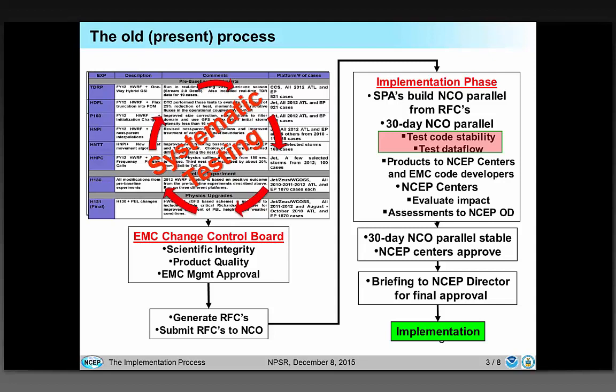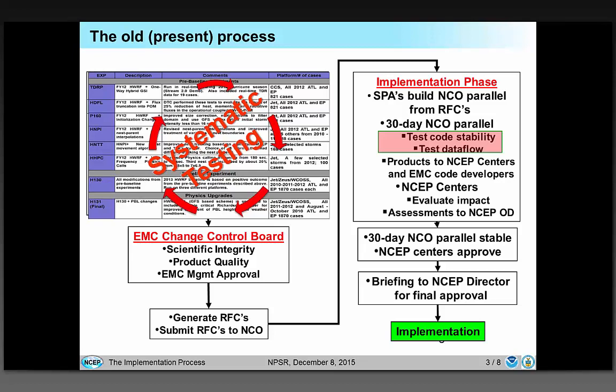Then we generated the RFCs and submit them to NCO. RFCs are our paperwork to get something into operations. Then we get into the implementation phase. The production analysts at NCO build the parallels. We do a 30-day parallel test. The test is done to test the code stability and the data flow. Then those products go to the centers, the code developers, and any kind of other evaluators that we want to have. And then at the end of those 30 days, the assessment from those 30 days goes to the NCEP Office of Directors, so to Bill. And then the NCEP centers all get their voice towards Bill, and then Bill signs off on going operational. And then you get the implementation.